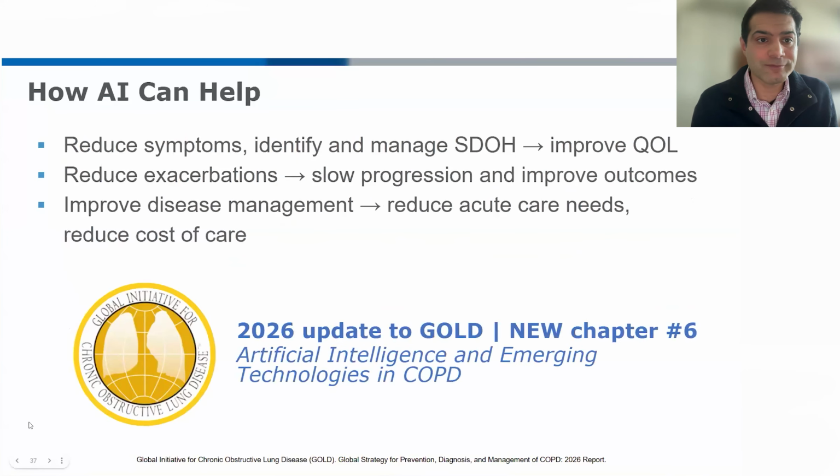Next slide, please. So, with these systems in place, I really believe it's possible to leverage AI to help us reduce symptoms, identify and manage social determinants of health, even improve quality of life, reduce exacerbations, improve outcomes, improve disease management, reduce acute care needs, reduce the cost of care. And again, this is all in this new chapter, chapter 6 in the GOLD guidelines. It's a short read. I really recommend checking it out. Next slide.